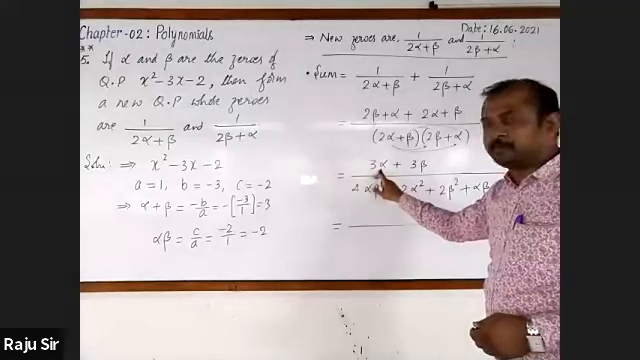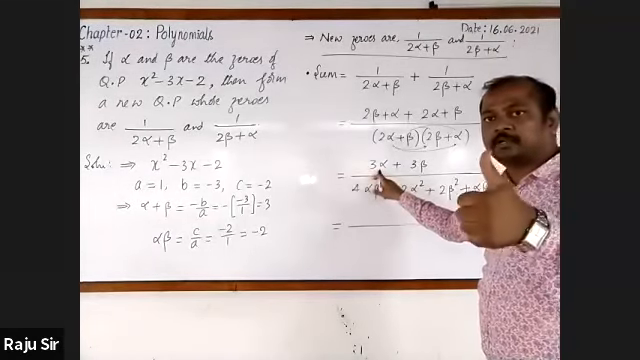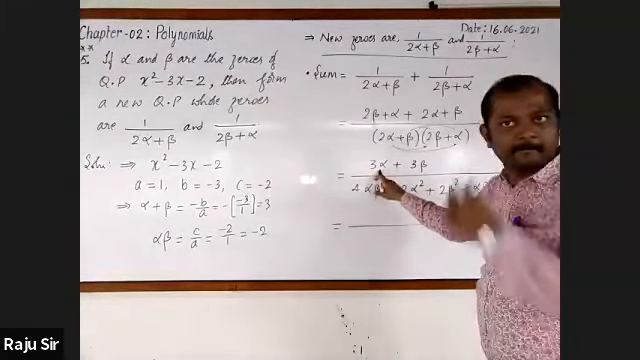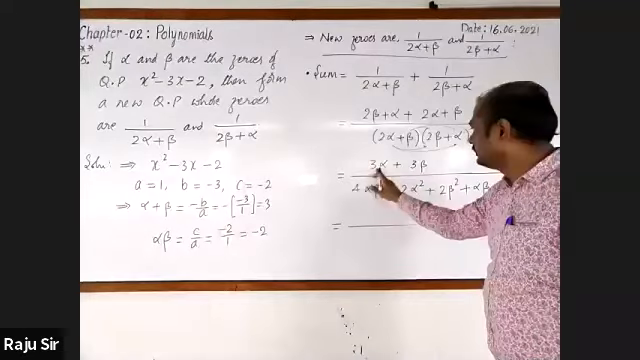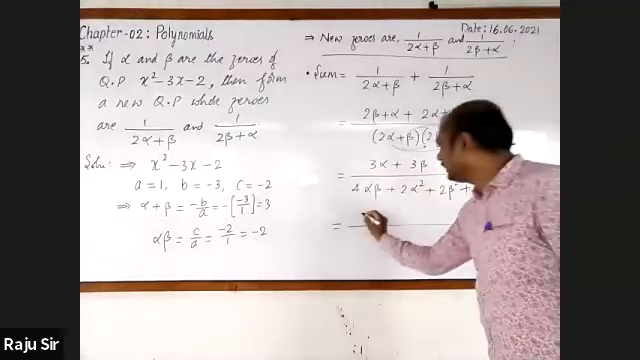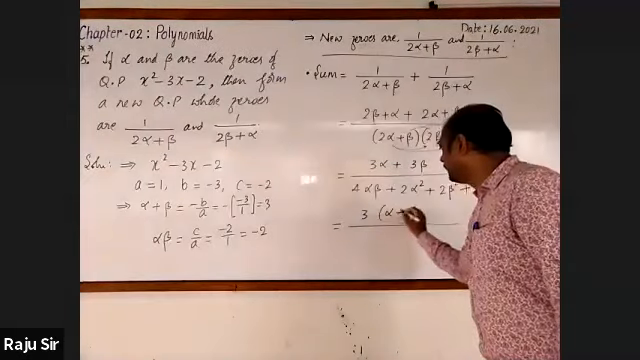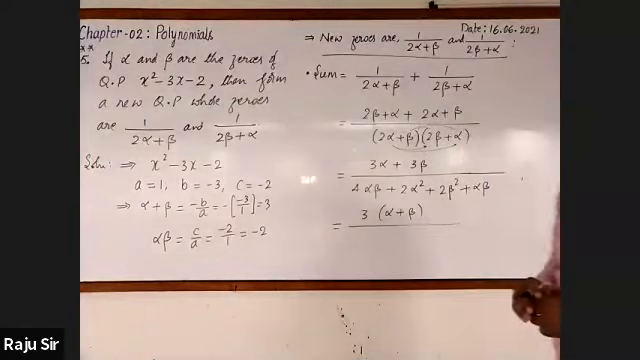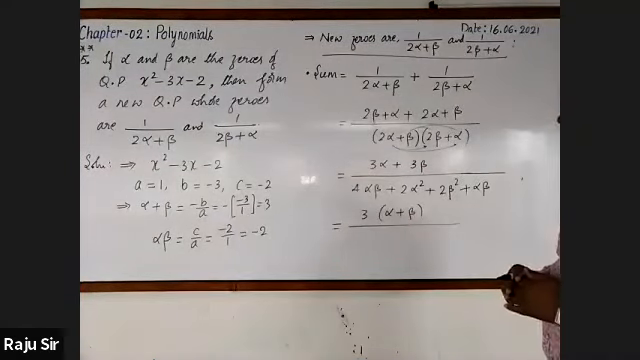Here, numerator. Can we take 3 as common factor? Yes, sir. 3 into alpha plus beta. Very good. 3 alpha plus 3 beta. I can take 3 as common factor. It will be 3 into alpha plus beta.